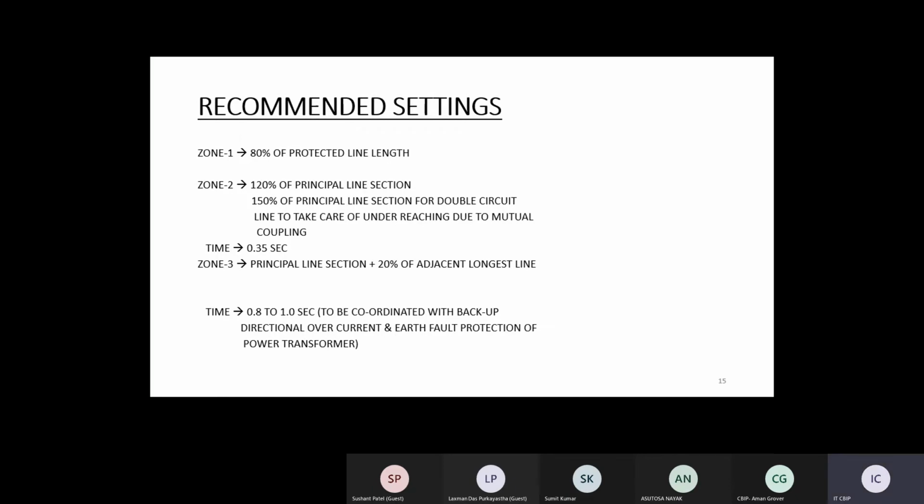Because people may say, that is 120%, and here you are saying 150%. What is the reason? Why? 100% is okay, but 20% is to cover that error. Because the relay errors, CT error, PT error, all those things are there. Those errors have been taken care of through that margin. This is the basic.